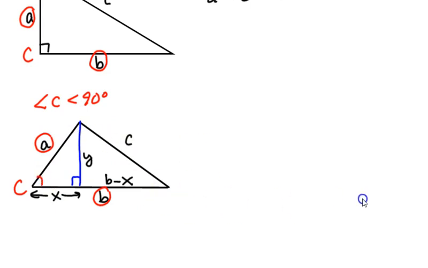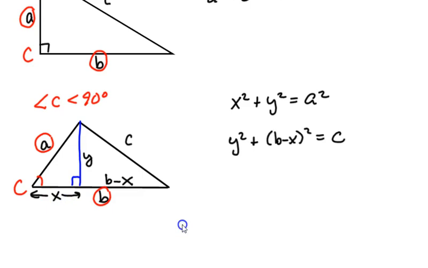On the first, the one to the left, I have x squared plus y squared equals a squared. And in the second triangle, I have y squared plus (b minus x) squared is equal to c squared. Now once again, my goal is to figure out C by only knowing side A, side B, and angle C. So I'm going to have to do some substitutions.